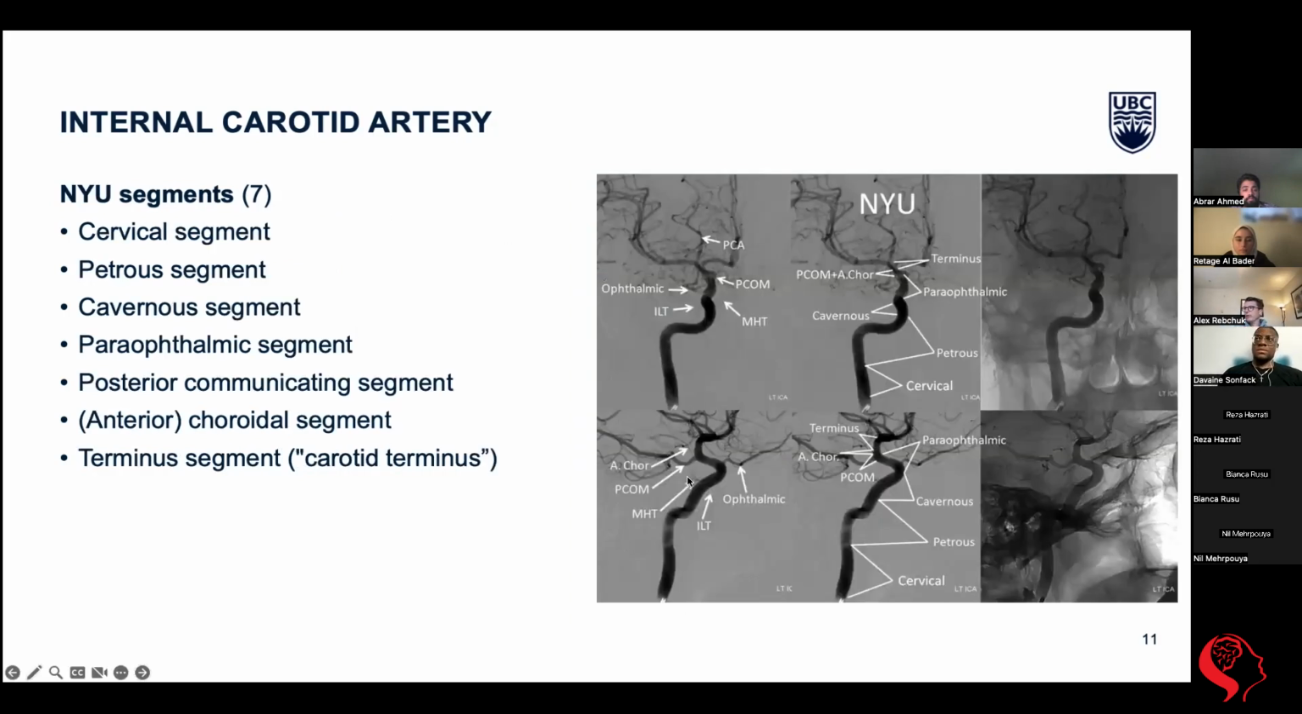I won't go through all of these, but you can see here, and we'll get to this at the end, is being able to recognize these on angiogram as well.